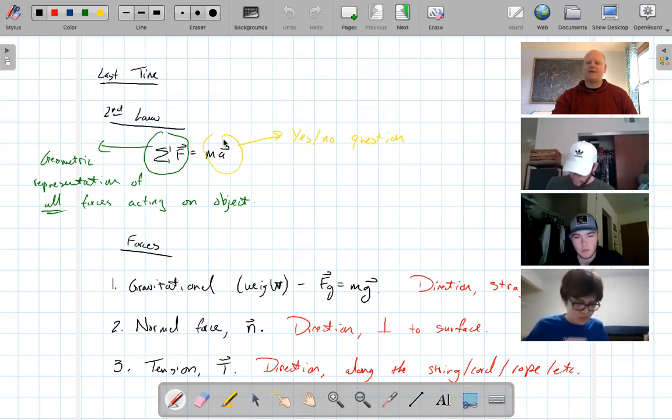Just to point out what I pointed out before, and we'll see a whole bunch of examples of this, the right-hand side is the easy part. This is simply a yes or no question: is my object accelerating? Yes or no. If yes, I write ma. If no, I simply write 0.